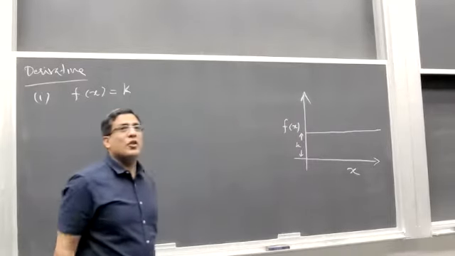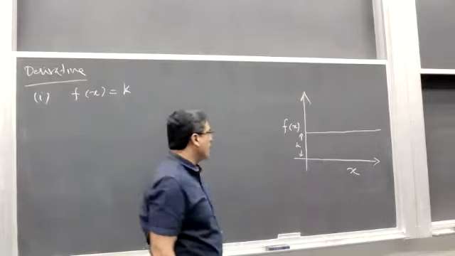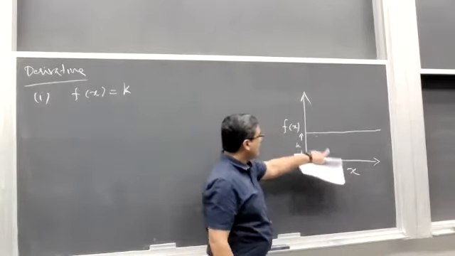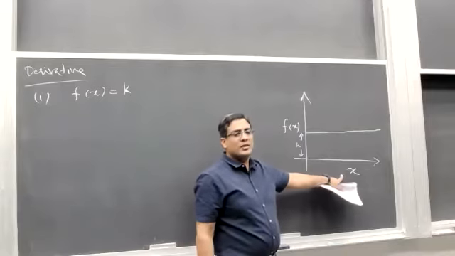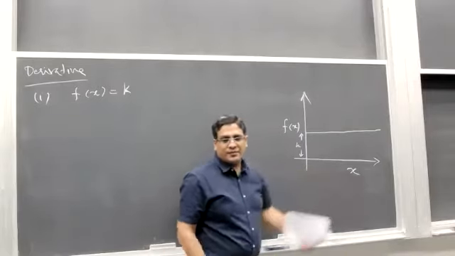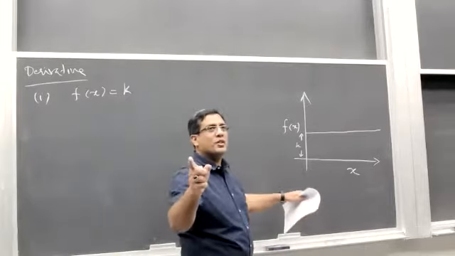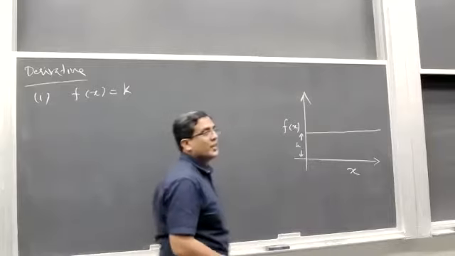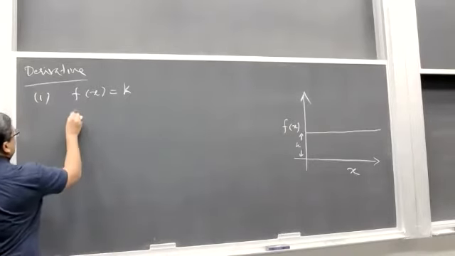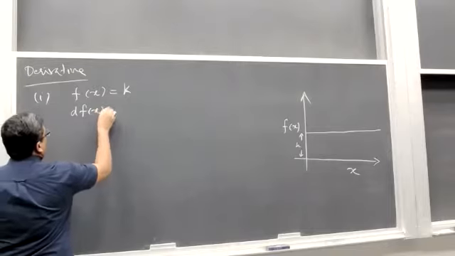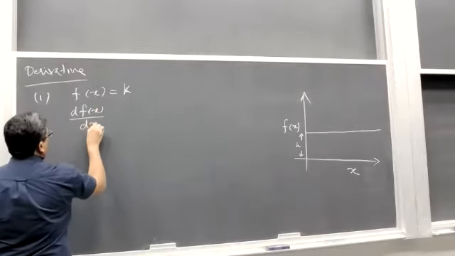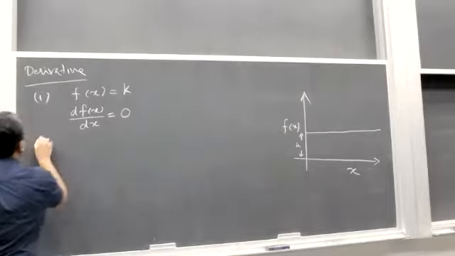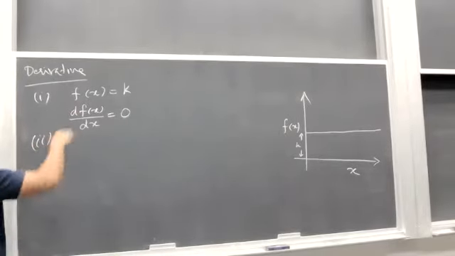Since we know that the derivative is the rate of change of the function with respect to the variable, is this function changing with respect to the variable? No, sir. So the rate of change, it's not changing. So the rate of change is 0. So is the derivative. The derivative of a constant is always 0.